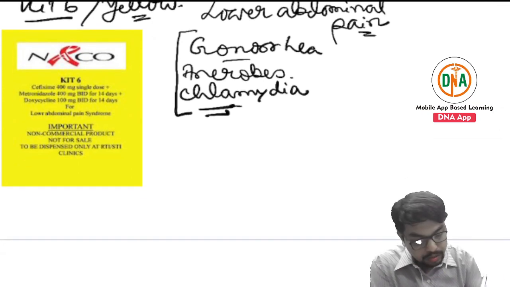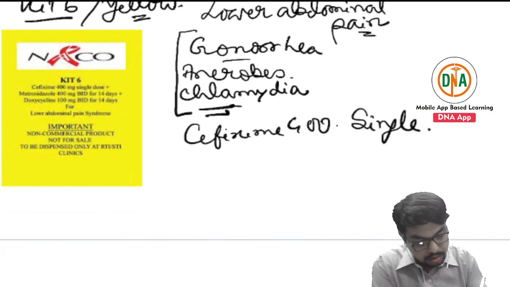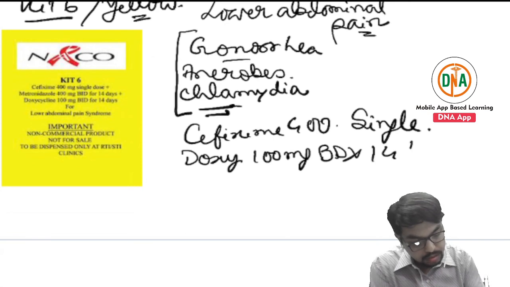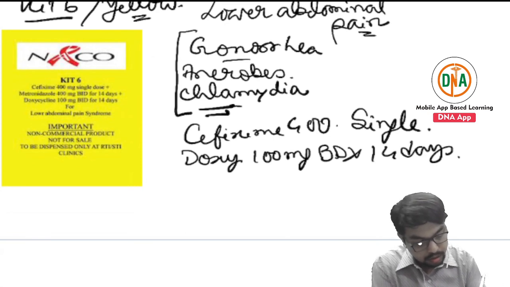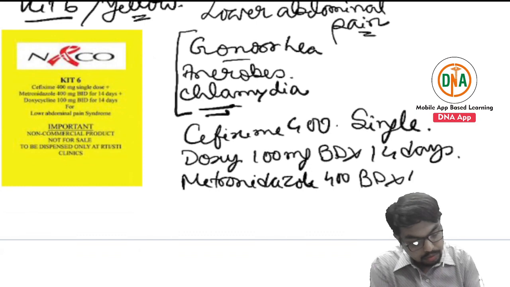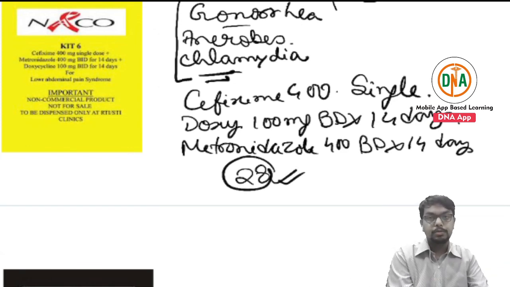Okay, so to cover gonorrhea, we give cefixime 400 milligram single dose. For chlamydia, here we give doxycycline 100 milligram twice daily for 14 days. For anaerobes, we give metronidazole 400 milligram twice daily for 14 days. So 28 tablets each of doxycycline and metronidazole are provided here.